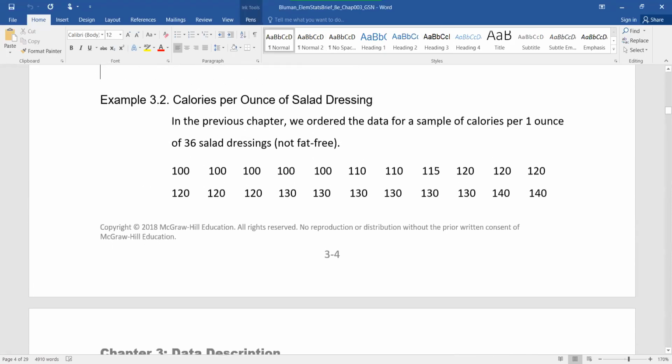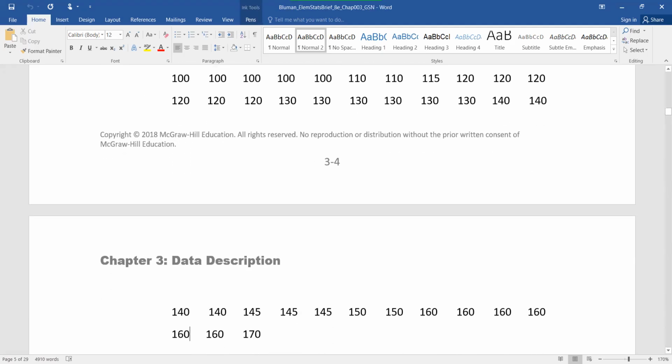So this one is the salad dressing one that we did on the last unit as well. It gave us 36 different salad dressings per 1 ounce and told us how many calories were in each of these salad dressings without telling us what the actual salary was. And they did something nice for you. It is already from lowest to highest. So my question to you is, what's our n in this case? How many samples do we have?